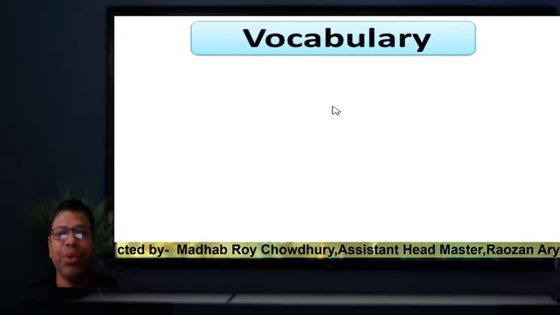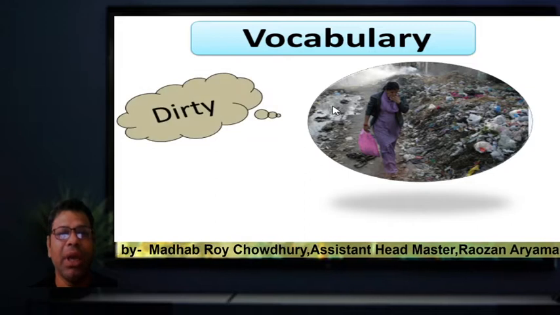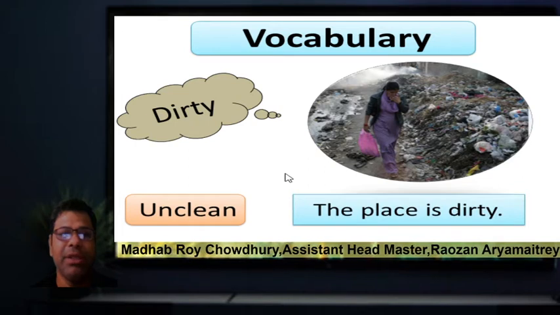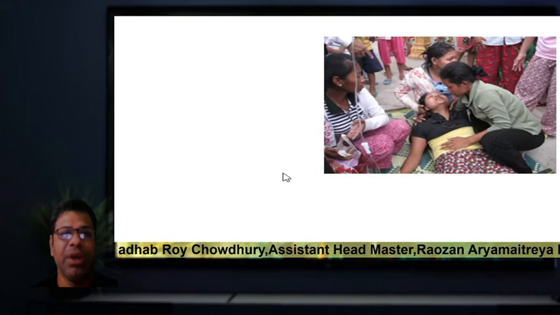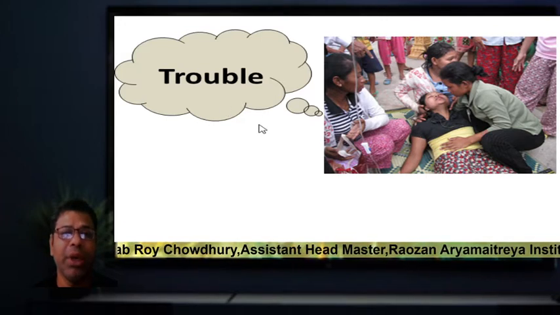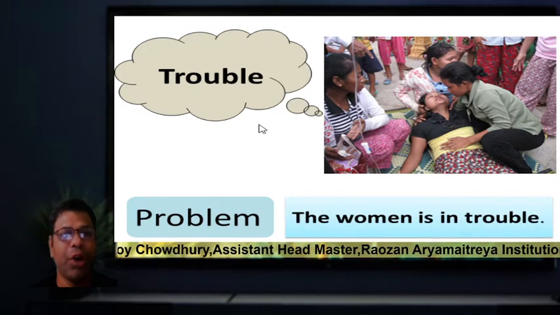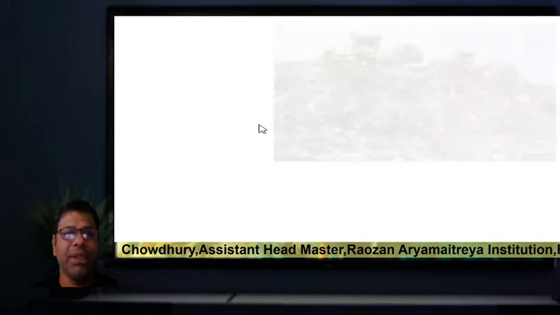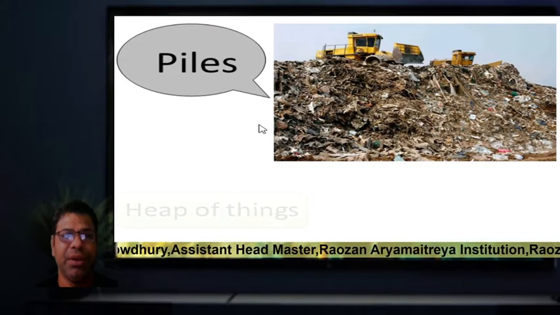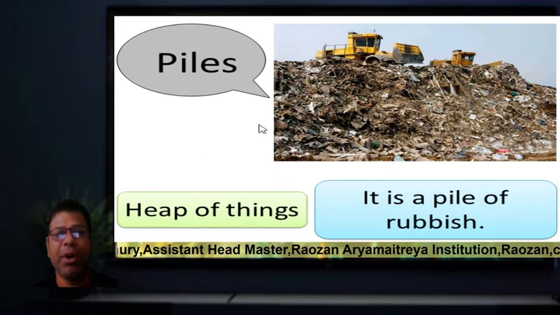This time we need to know some vocabulary for understanding the lesson. Look at the place. This is dirty. We call it dirty. That means unclean. And the place is dirty. This is the word. Now the next one, look, there is a woman. The woman is in trouble. So our keyword is trouble, problem. So the woman is in trouble. Now come to the next. This is a pile of rubbish, isn't it? We call it a pile. Heap up more things. It's a pile of rubbish.